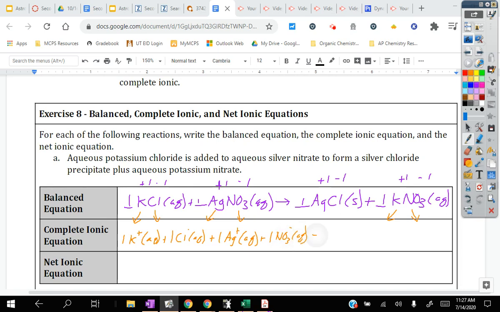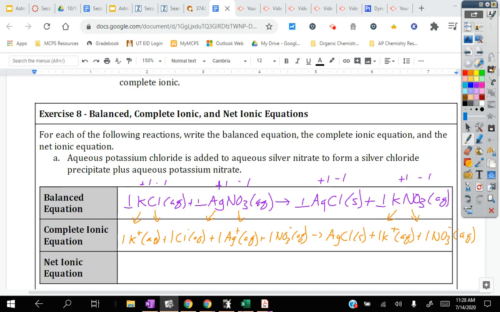On the product side, AgCl stays combined because it is a solid, but the 1 mole of KNO3 splits up into 1 mole of K+ and 1 mole of NO3-. So we have written a complete ionic equation here. Notice that the charges balance out. There's a conservation of charge and a conservation of mass because it's still a balanced chemical equation.